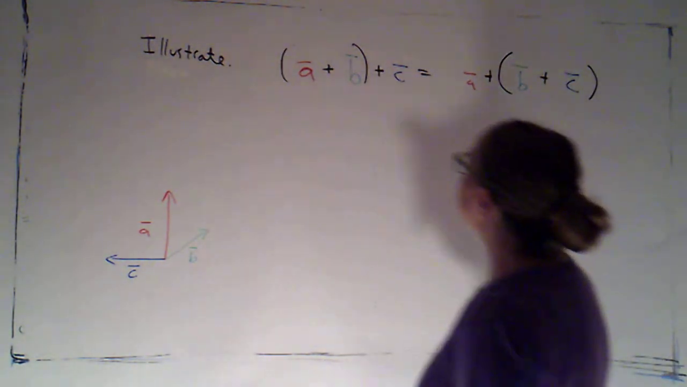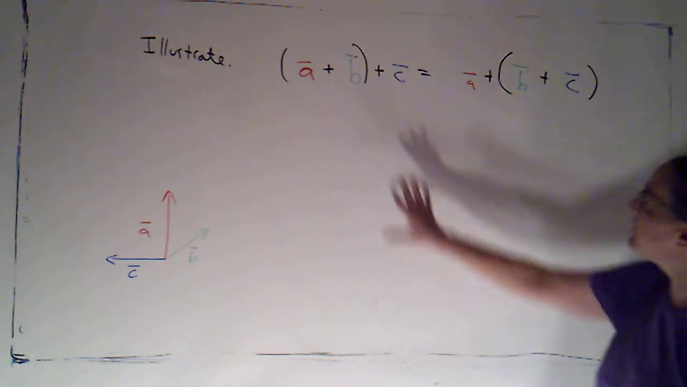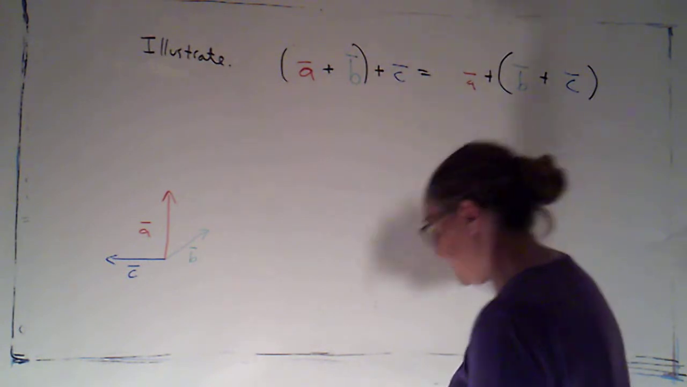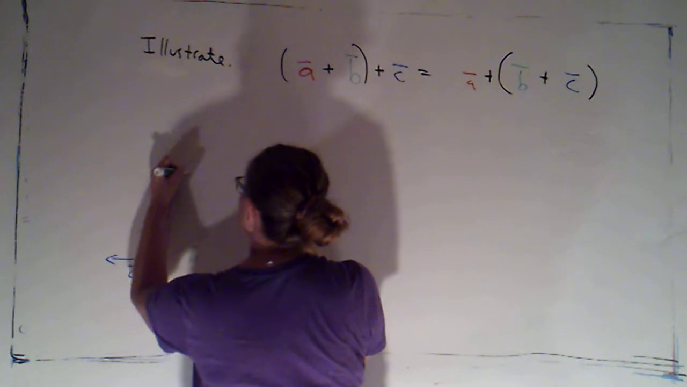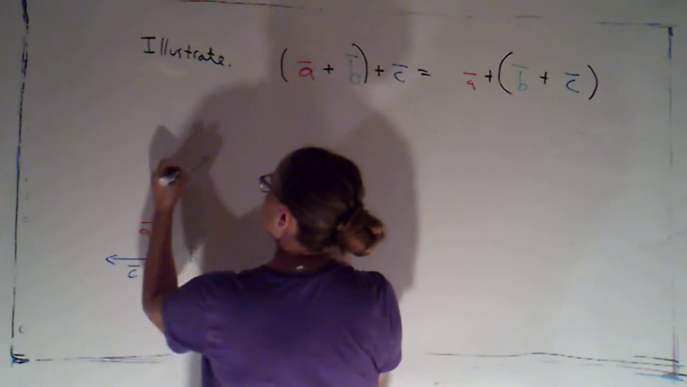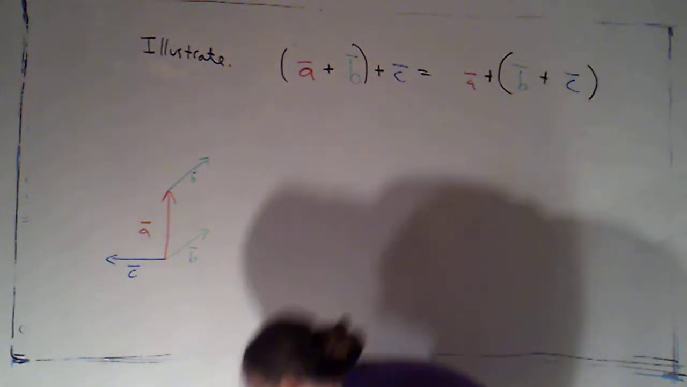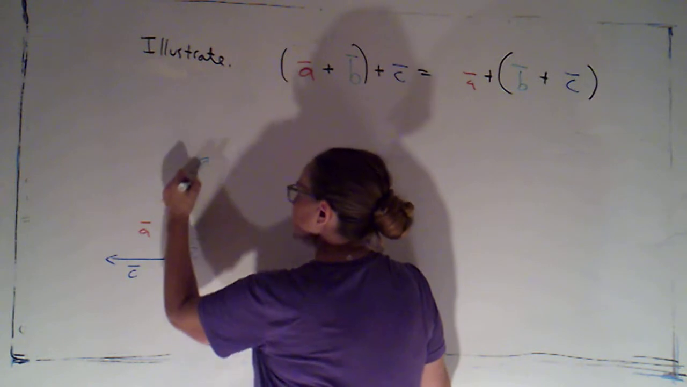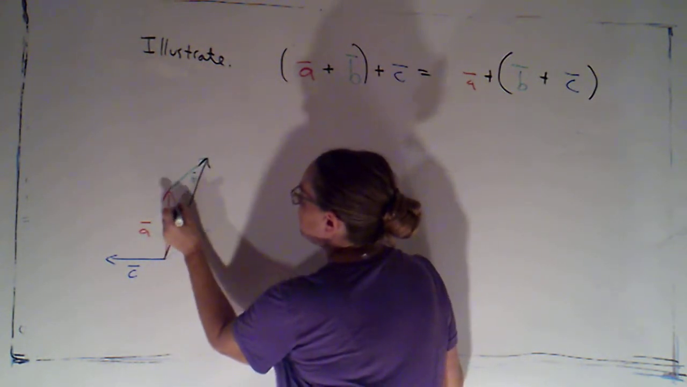Okay. So to illustrate this, I'm just going to work out the sum that I get on both sides. So working with the left-hand side, I would start by saying, let's calculate A plus B. So to do that, I need to take B and translate it so that its tail is at the tip of A. And then I can say, okay, the vector that points from the tail of A to the tip of this translated B, that's my A plus B.